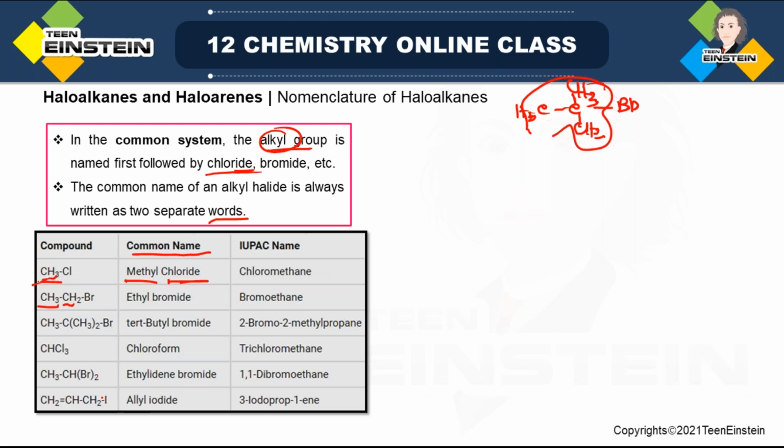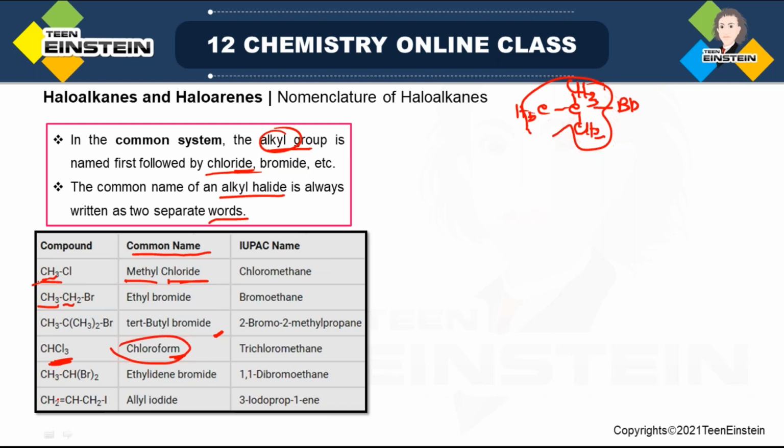Then CHCl3. Now the way that we have been writing until now is that first we write the alkyl part, then the halide part, but in this case it is something different. This is a special case. Here the name is chloroform. This name is so frequently used that mostly we use this term, though it is not following the alkyl halide type of naming, but this is the most commonly used term for this molecule.